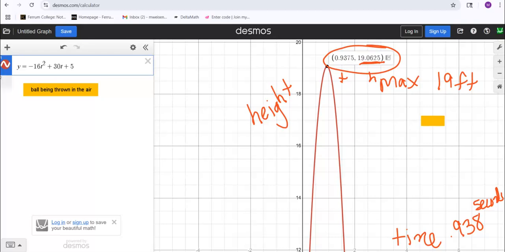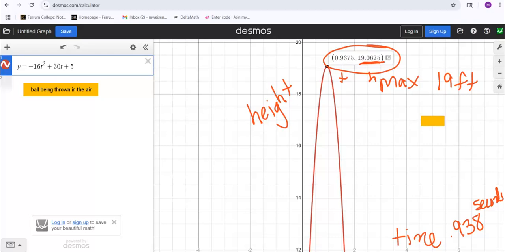As always, with a real life scenario problem, you want to think about, does this answer make sense? It really wouldn't make a lot of sense if these numbers were switched around: after 19 seconds, the ball's only 0.938 feet in the air. So if you're getting things switched around, just stop and take a second and think about the context of that scenario.